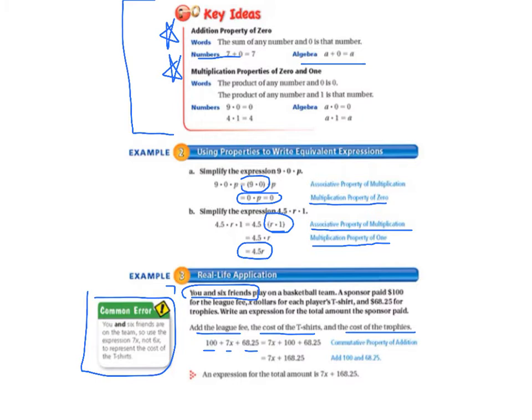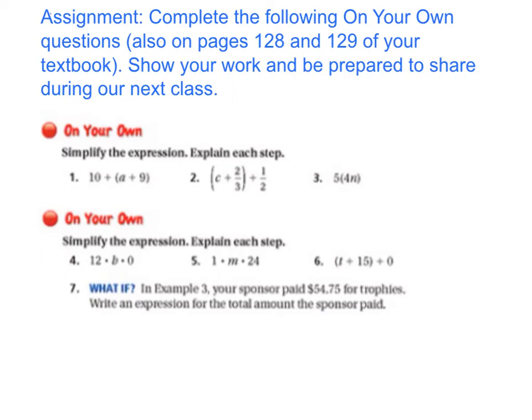We used the commutative property of addition to get our two constants together because it's easier to add that way. And when we add those up, they equal $168.25. So our new expression is 7x plus $168.25. So an expression for the total amount is 7x plus 168.25.